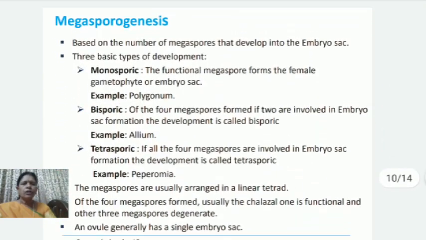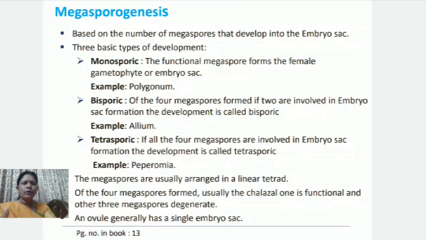And based on the number of megaspores that develop into the embryo sac, 3 main types are there. They are monosporic, bisporic and tetrasporic. What is monosporic? The functional megaspore forms the female gametophyte or embryo sac. Example for this is Polygonum. Bisporic means of the 4 megaspores, 2 are involved in the sac formation, and an example for this is Allium. And tetrasporic means if all the 4 megaspores are involved in embryo sac formation, the development is called tetrasporic. Example for this is Peperomia. Any one can be asked as a 2-mark question.